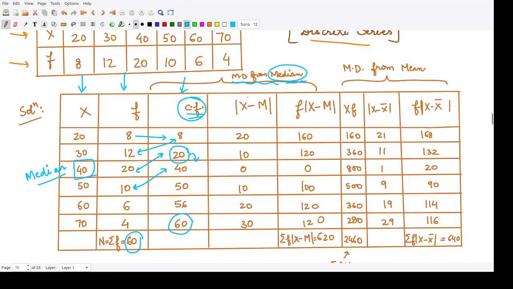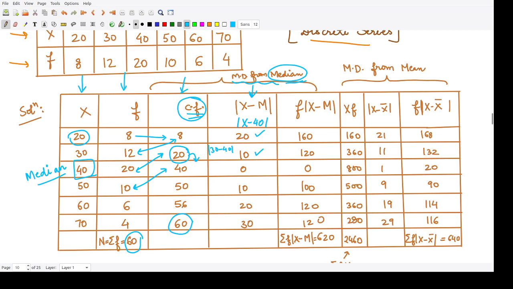So we construct another column, that is the modulus of x minus m. So we will calculate x minus 40 because our median is 40. Here our data is 20, so 20 minus 40 would be minus 20, but we take the modulus, so it would be plus 20. And then 30 minus 40 mod would be minus 10, and because of mod, it would be plus 10.